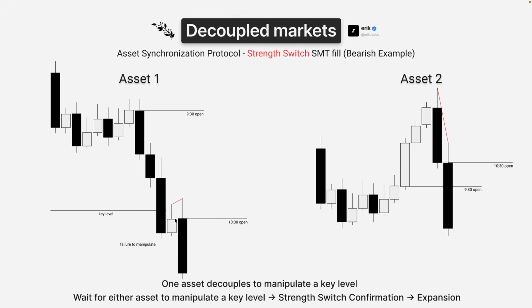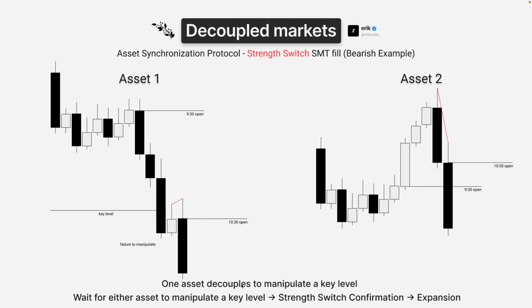But the bearish asset taking out the high, and the bullish asset not taking out the high, is a form of strength switch. So this asset manipulates this key level, which is the fair value gap, while the same high that created the gap on asset 2 is not swept here, and that allows this asset to trade lower into this low.